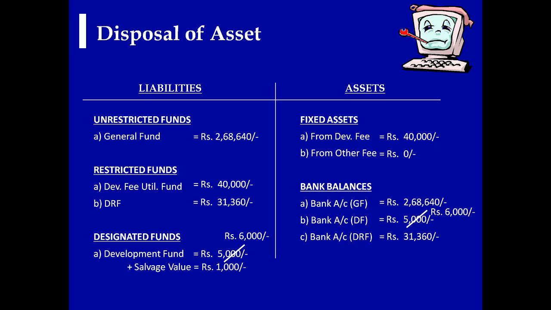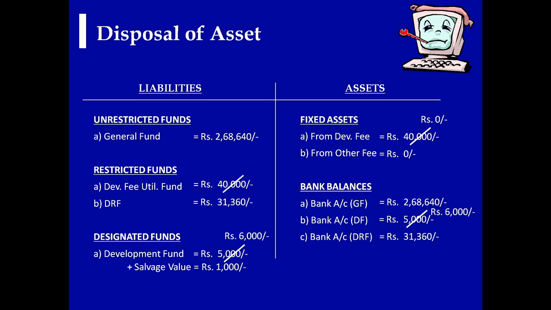The development fund will be increased by 1,000 rupees, and it will be at 6,000 rupees as soon as you put the figure in it. Similarly, the bank account is going to be increased by 1,000 rupees, and therefore the bank account will increase to 6,000 rupees. Now, since the asset is no longer there, we are going to remove it from the fixed asset schedule also. So you see that the fixed asset schedule of development fee assets reduces back to 0.